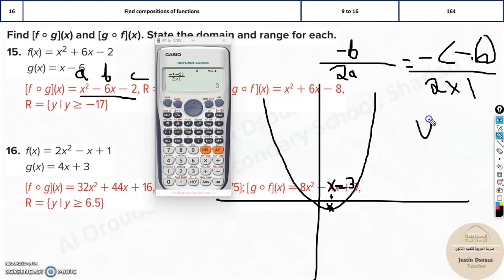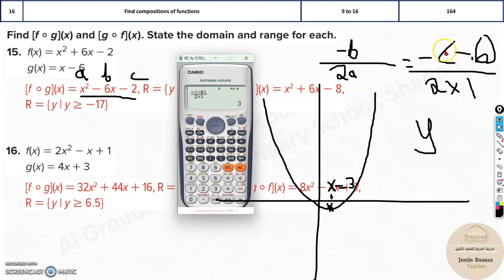But we need range. Range is the y value. So all you need to do is substitute whatever you get from here into this equation. Now, I will just substitute 3 squared minus 6 into 3 minus 2. And now what is the answer? Negative 11. So the range, this y value, is at minus 11.